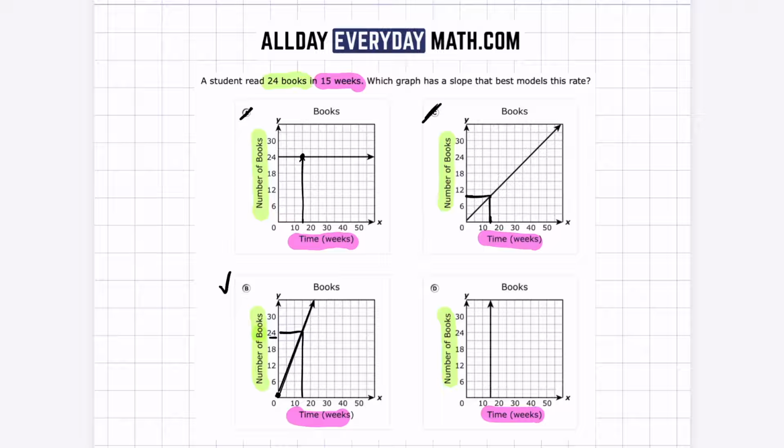And then for letter D, when x is equal to 15, we have several different y values that are associated with that because we have a vertical line. And so this is not really going to make much sense for our scenario here. And so we're going to mark out letter D. And so we are going to go with letter B.